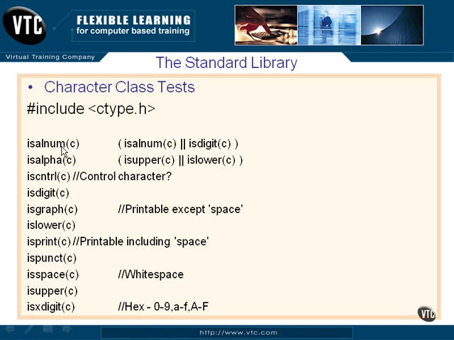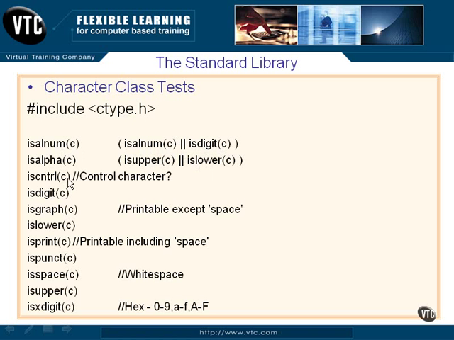isalnum is basically a combination of is it alphabetic, the character, or is it a digit. If either one of these is true, that's our little or, remember, two pipes. If either one of these is true, then isalnum is true. isalpha is a combination of isupper and islower. So if it's an uppercase character, which will be from A to Z, or lowercase a to z, if either one of those is true, it will be an alpha, for alphabetic.